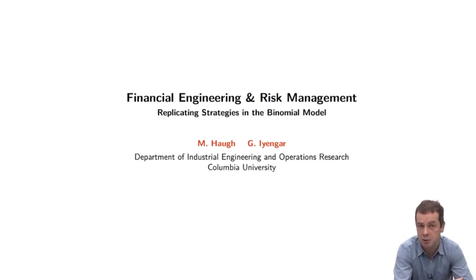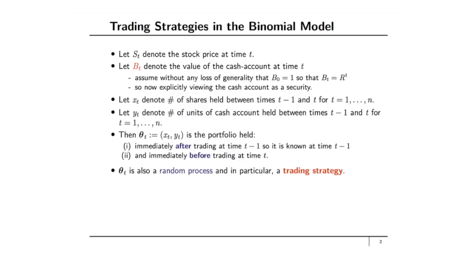In fact, that's what we were doing all along when we were computing option prices by working with the one-period risk-neutral probabilities and working backwards in the binomial lattice. They're actually the same thing, but we're going to make that clear in this module. We're going to, as usual, let S_t denote the stock price at time t. We're now going to let B_t denote the value of the cash account at time t.